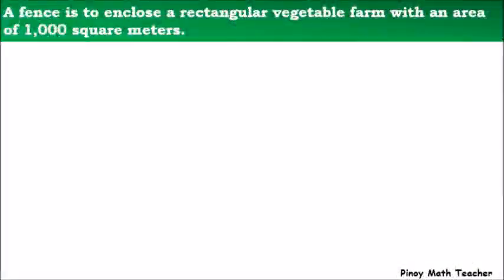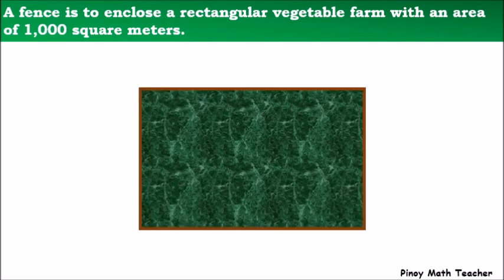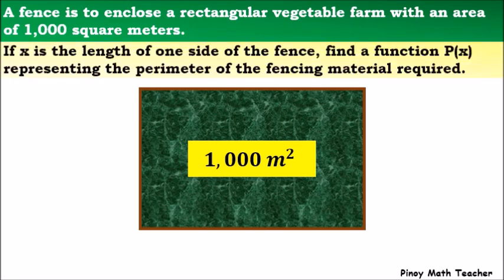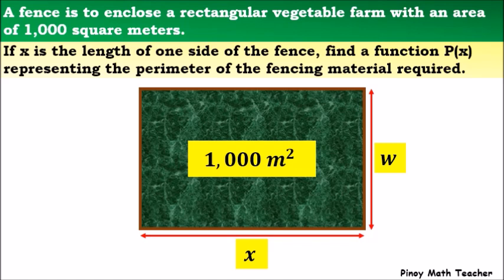A fence is to enclose a rectangular vegetable farm with an area of 1,000 square meters. If x is the length of one side of the fence, find a function p of x representing the perimeter of the fencing material required. So, x ang magre-represent sa length. Ito naman ang width. Kaya lang, kailangan naka-express din ito in terms of x.